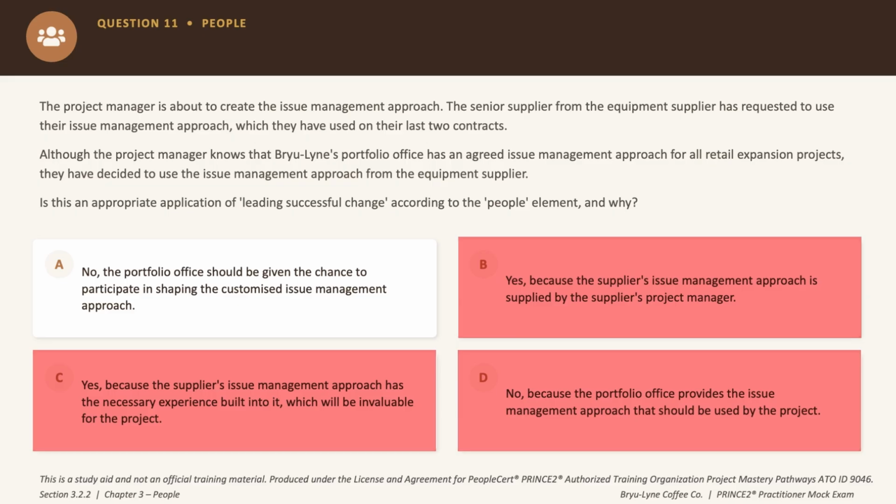Now option A says no, the portfolio office should be given the chance to participate in shaping the customized approach. Now that is right because leading successful change means bringing key stakeholders like the portfolio office into shared ways of working, and of course not bypassing them. So the correct answer is option A.